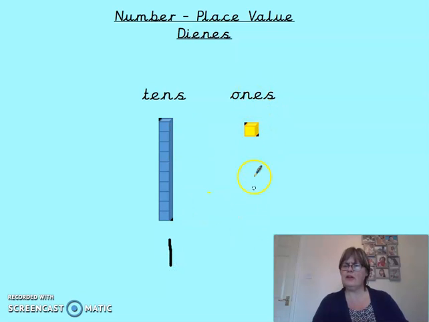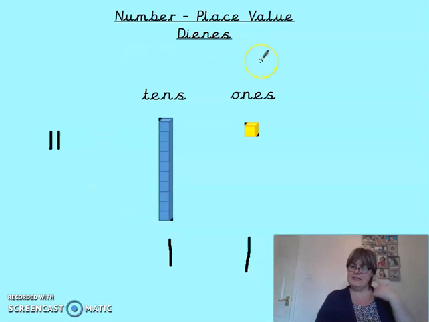How many ones have I got in my other column? I've got 1, haven't I? So I'm going to write that here as well. So if you look at this picture, I have one group of 10 and a single 1. So when I write my number and I put these two digits together from my one group of 10 and my 1 in my ones, my number is the number 11.